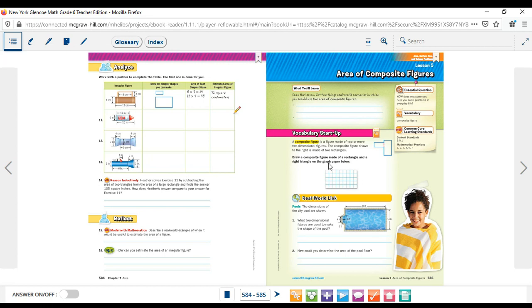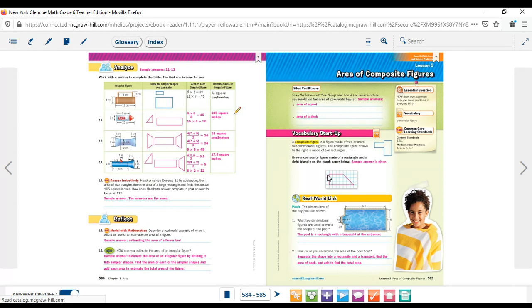So now it says draw a composite figure made of a rectangle and a right triangle on the graph paper below. So I'm going to actually turn the answers on here just so that you can see these. This would be a composite figure. This part would be the rectangle. This part would be the right triangle. It's a right triangle because it forms a right angle. It forms a 90-degree angle. So this is the figure that you should be drawing on that piece of graph paper.